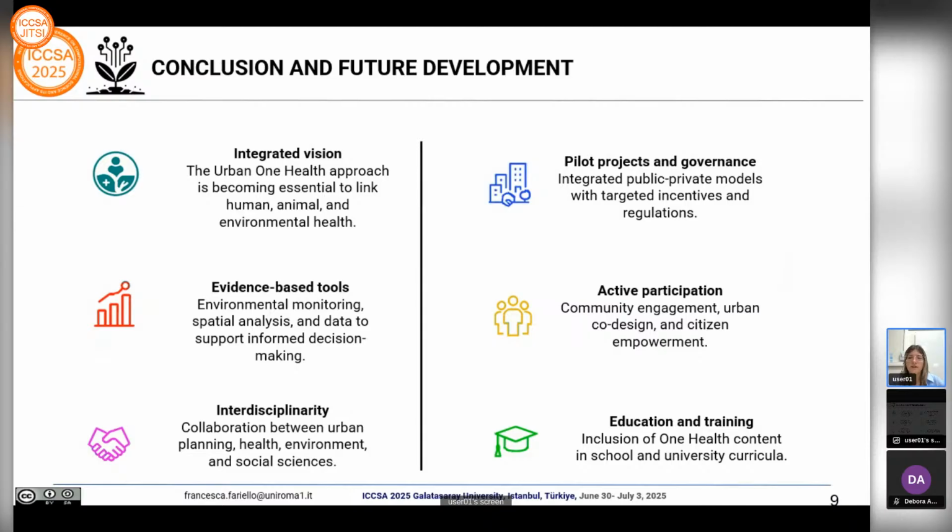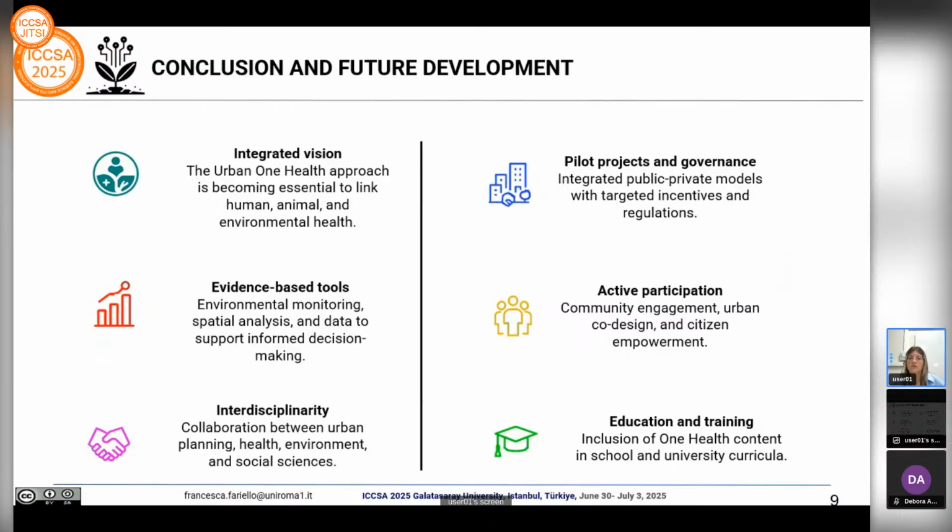Third, the development of participatory tools that actively involve communities in the co-design of welfare urban environments, reinforcing the social dimension of sustainability. Finally, the consolidation of international networks and the local pilot project, as seen in the case studies analyzed, can support the diffusion of best practices and encourage innovation in urban governance.